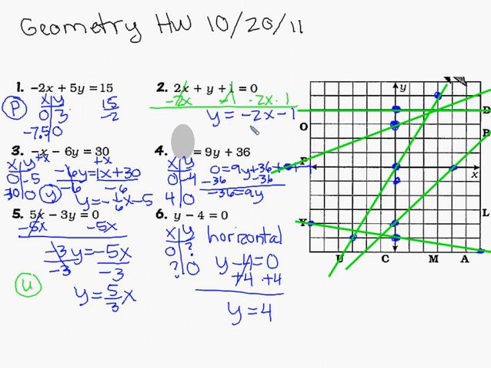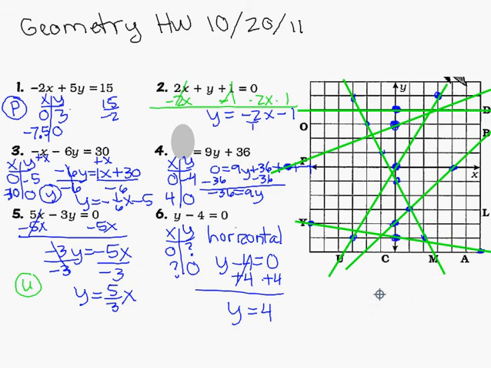of negative 2, meaning negative 2 over 1: down 2 over 1, down 2 over 1, up 2, back 1, up 2, back 1, up 2, back 1. All right, and you can see that that makes a straight line too. So here we go. And that one goes through M.